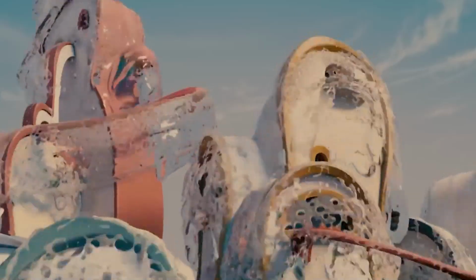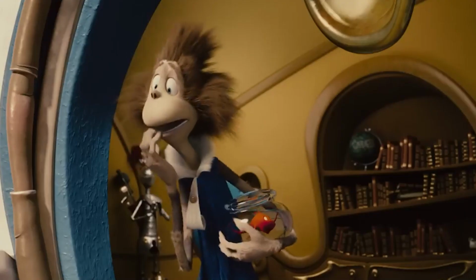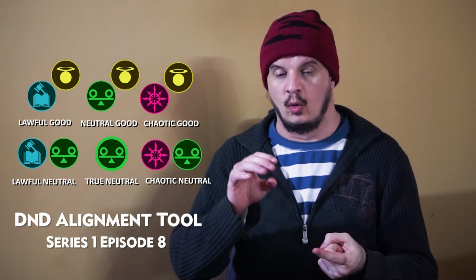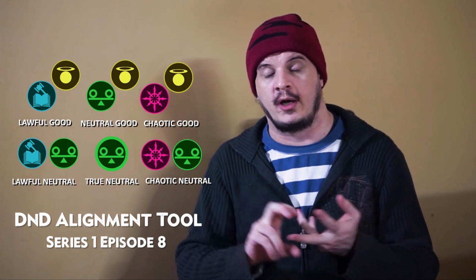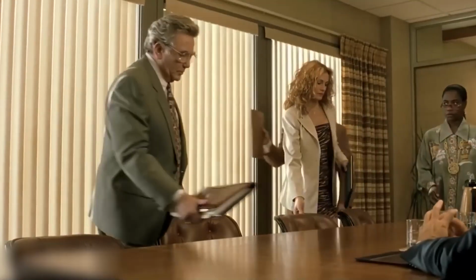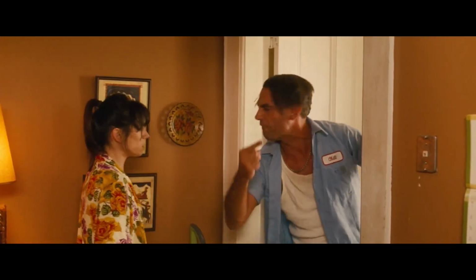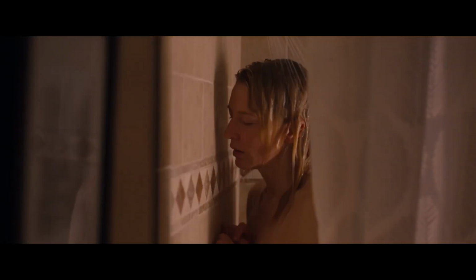If you remember that alignment tool I discussed in episode 8 of series 1, the first 6 alignments are often the protagonists. You have your lawful good, your neutral good, your chaotic good, your true neutral, your lawful neutral, or chaotic neutral. Those ones are often defined as a classical protagonist in how their morality is shaped. Their external world is often a reflection of their internal world, their internal conflict. And this type of protagonist is very human.